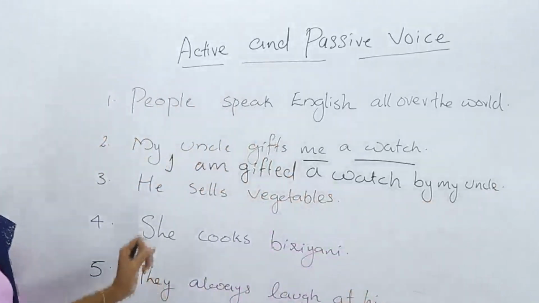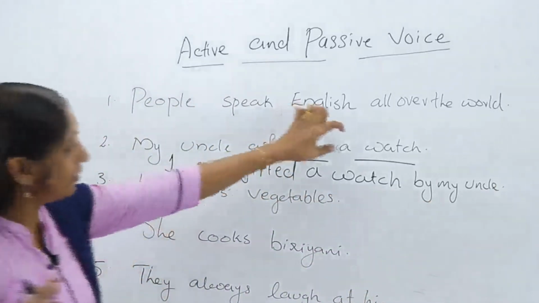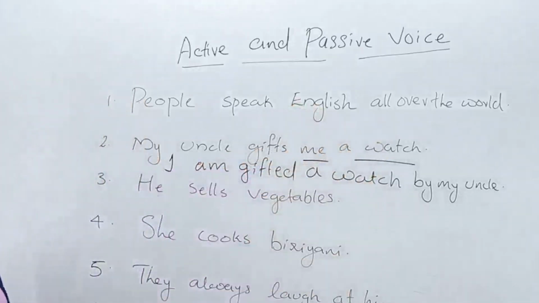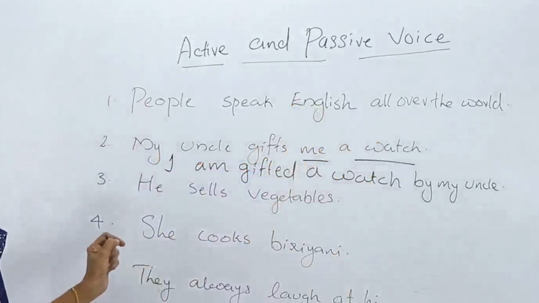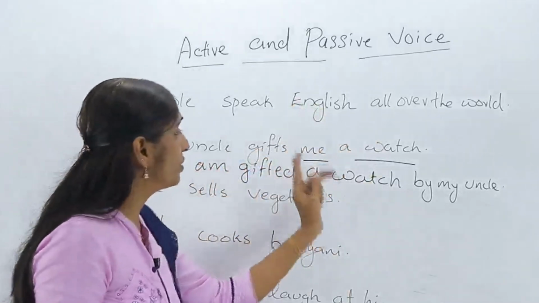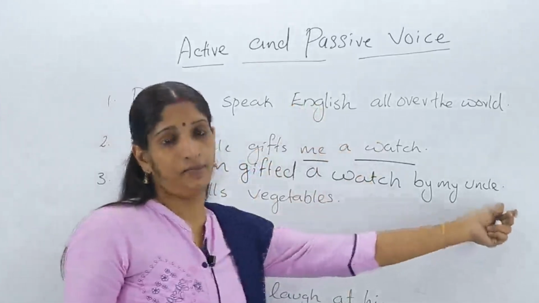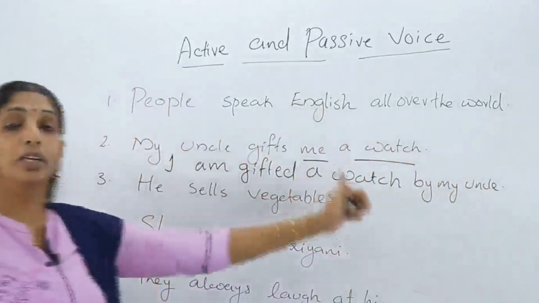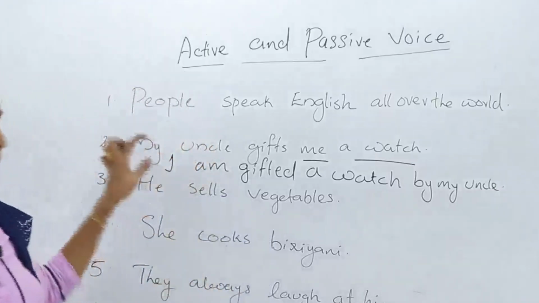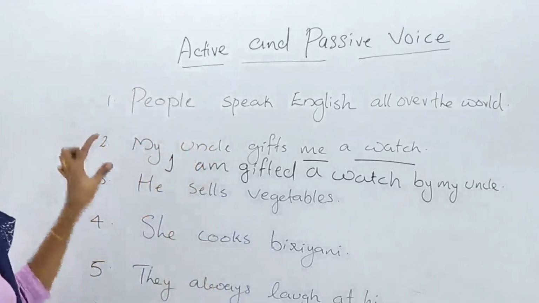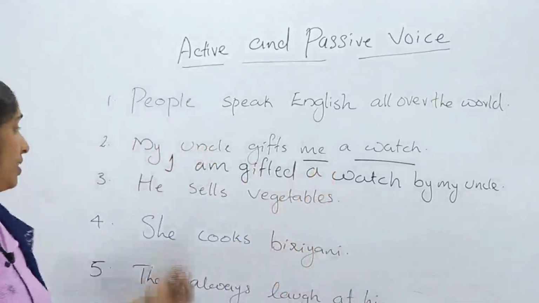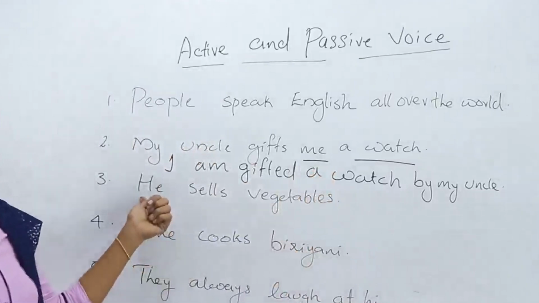Is it clear? We can write another way by using a watch as the subject. How do we write? Yes, very good. A watch is gifted to me by my uncle. A watch is gifted to me by my uncle. That answer also is right. Okay. Any doubt regarding this sentence? No? Okay, good.